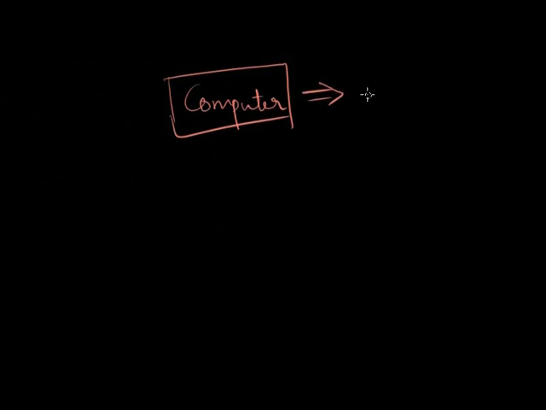So beginning with a computer, we have a computer. What do we give to the computer? We instruct the computer to perform some task and it gives output. So it gives some output, and we give it instructions.